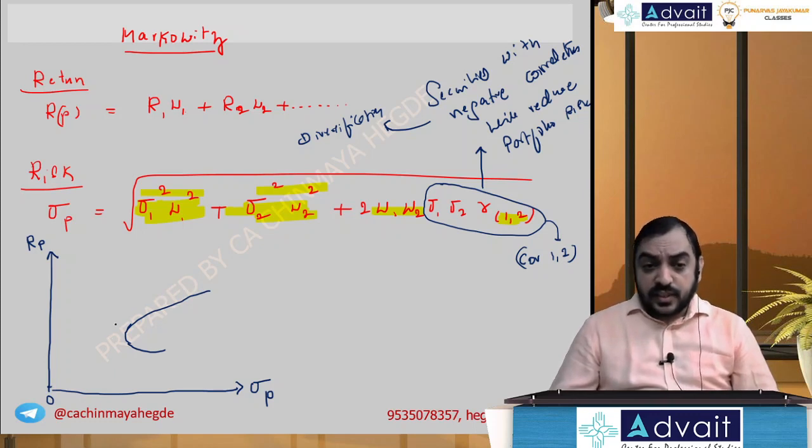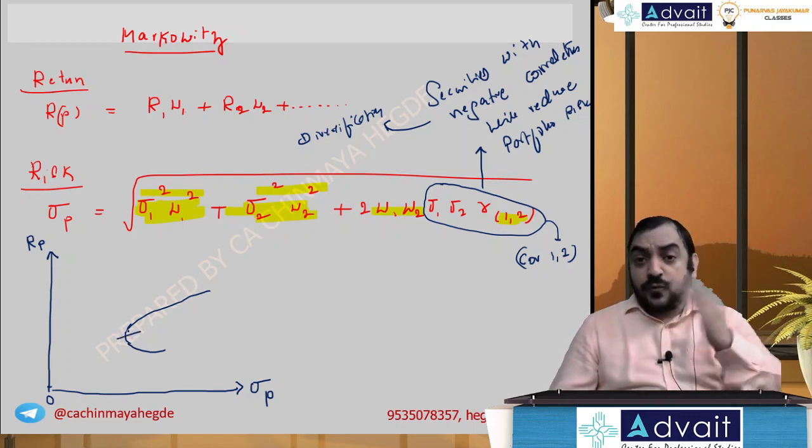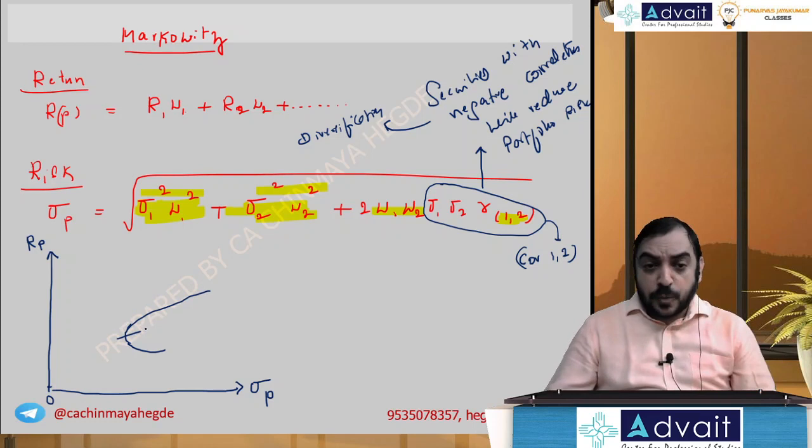He says this point is called the optimum point or optimum portfolio, or we'll say minimum variance portfolio. This point is called the minimum variance portfolio.